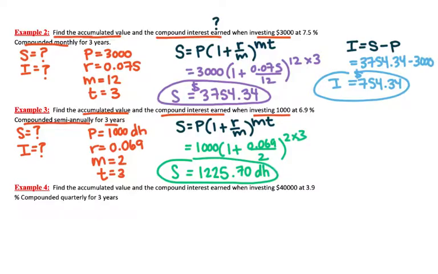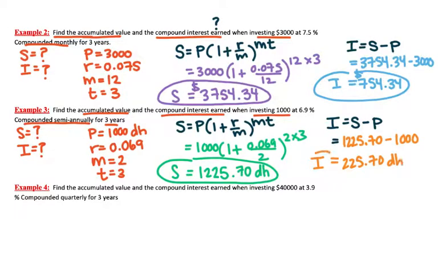And again, they ask us, well, what was the interest earned? That's just the future value minus the starting value, the present value. And so we will plug that in. The future value, we calculated 1225.70 minus the starting value of 1,000. The interest earned was 225.70 dirhams. So again, it's quite easy if you just plug and chug the right numbers in the right place.